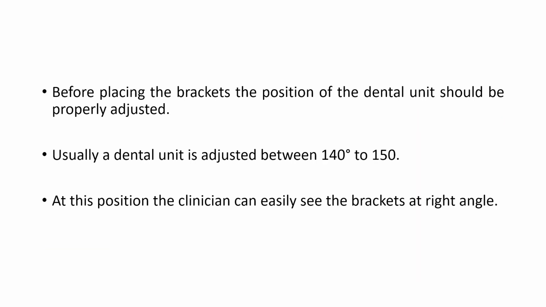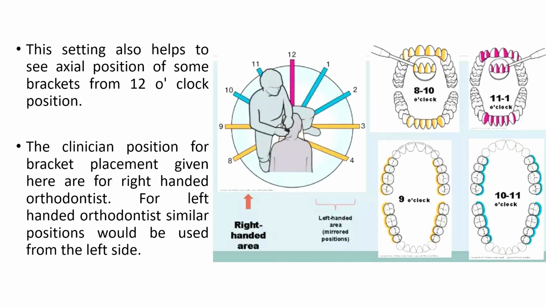Before placing the brackets, the position of the dental unit should be properly adjusted. Usually a dental unit is adjusted between 140 degrees to 150. At this position, the clinician can easily see the brackets at right angle. This setting also helps to see axial position of some brackets from 12 o'clock position. The clinician positions for bracket placement given here are for a right-handed orthodontist. For a left-handed orthodontist, similar positions would be used from the left side.